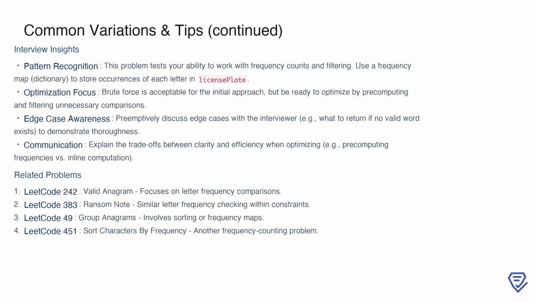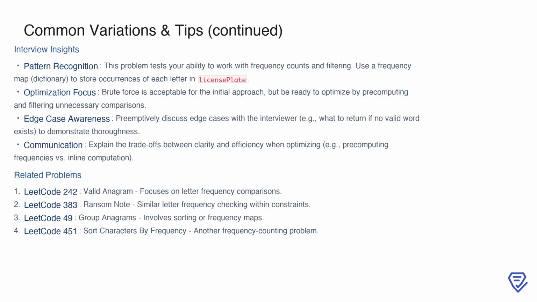In interviews, this problem typically tests several key skills. First, it's important to recognize the underlying pattern of working with frequency counts and filtering. A frequency map, or dictionary, is ideal for storing the occurrences of each letter in the license plate. Optimization is another focus area. While brute force might work for an initial approach, you should be prepared to improve efficiency by pre-computing frequencies and filtering unnecessary comparisons. Demonstrating edge case awareness is also critical. Bring up scenarios like no valid words being present or ties in word length, and discuss how you would handle them. This shows your thoroughness to the interviewer.